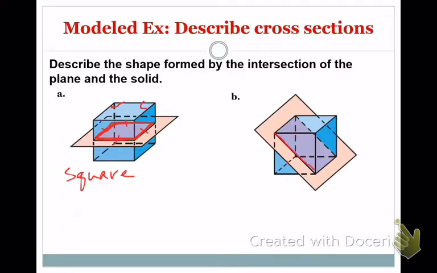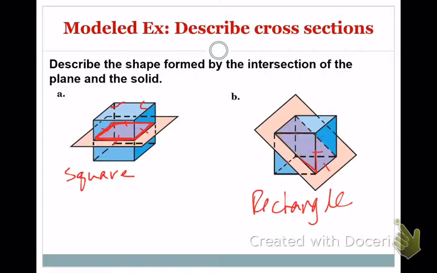But this guy right here, which is part of that cross section, is also the hypotenuse of this right triangle. And the hypotenuse is always longer than the two legs, right? So all of these sides are going to be congruent, but the hypotenuse is not going to be the same length. It's going to be different. So instead of getting a square, now you get a rectangle. Okay?